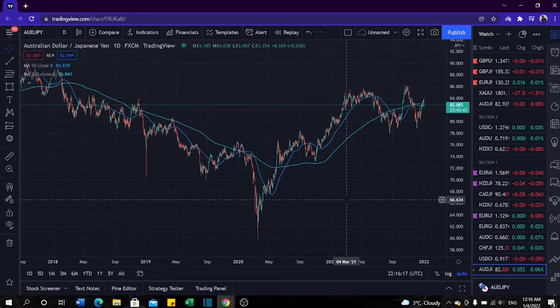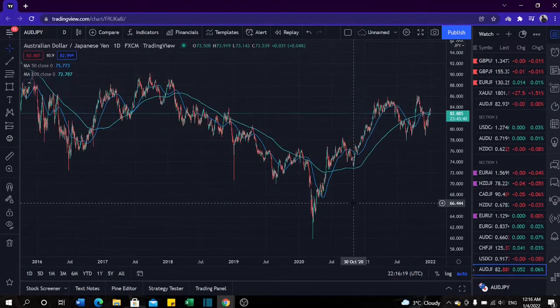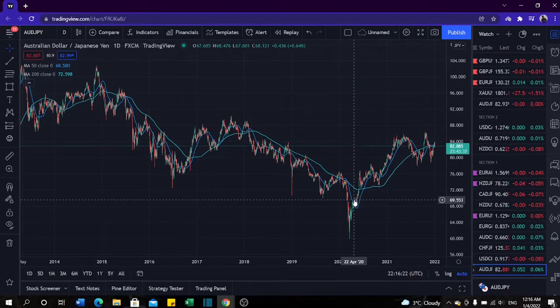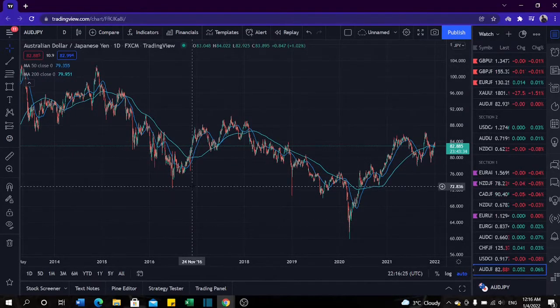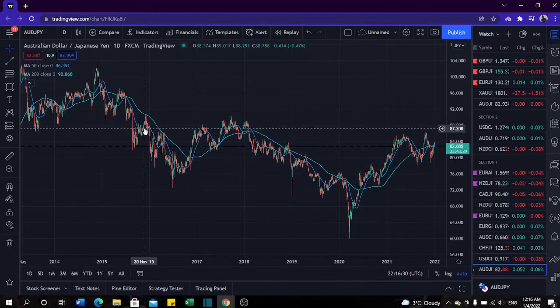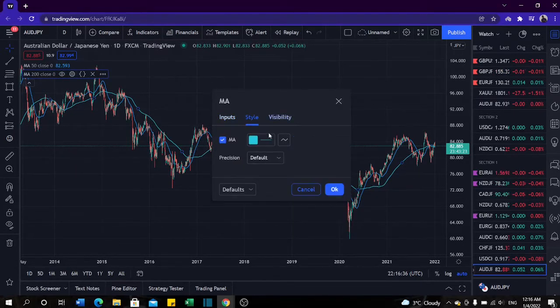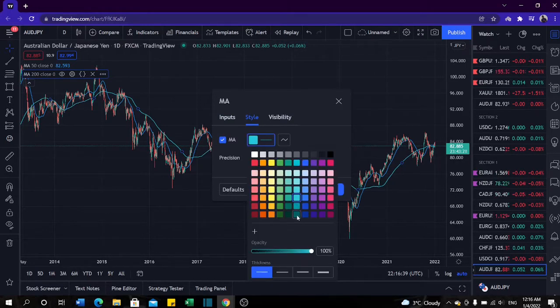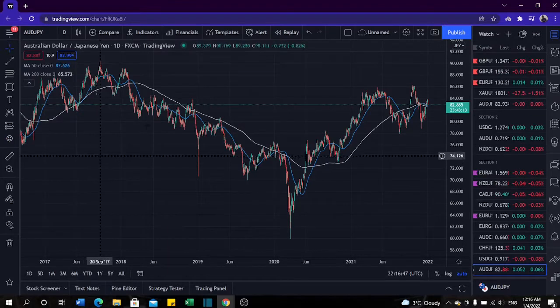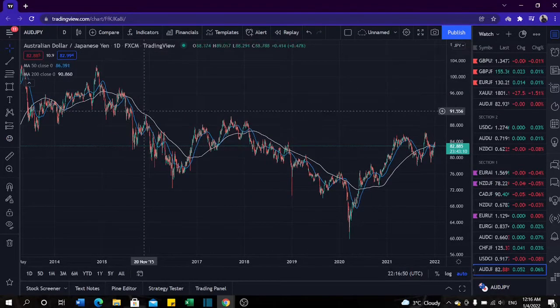The 200 moving average usually indicates support or resistance on a particular chart. According to our scheme, the 200 moving average is the green moving average. I'll make it a bit greener so we can see it more clearly. Let's make it white. So the 200 moving average is the white line we can see. It serves as a support slash resistance area.